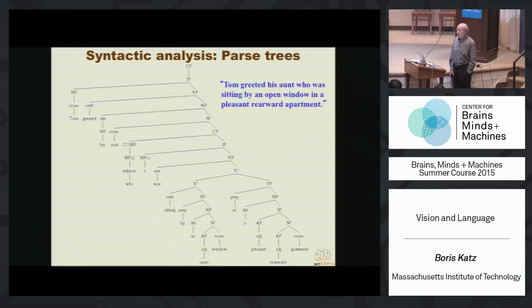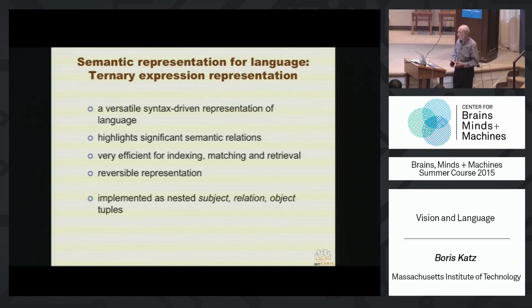Well, they're beautiful and nice, but they're really horrible if you want to store them, if you want to match them, if you want to retrieve from them. And so we use the information found in parse trees, but we developed a different representation, which we called ternary expression representation, which is a more semantic representation of language. It is syntax driven, but it highlights semantic relations which humans find important. And because we give this knowledge to computers, we made it very efficient for indexing, for matching, and for retrieval. It's also reversible, and I'll explain in a second what I mean by that.